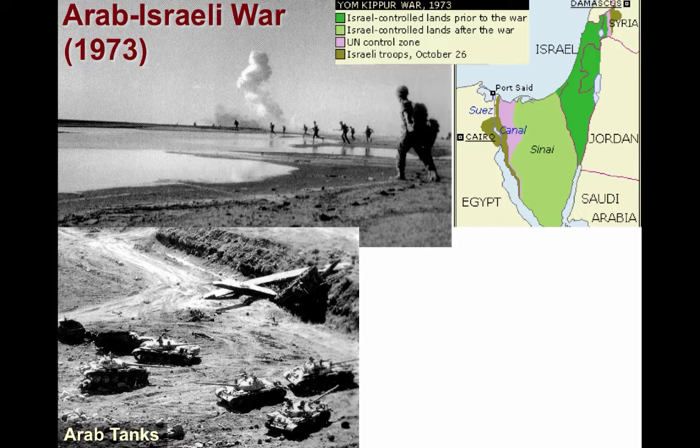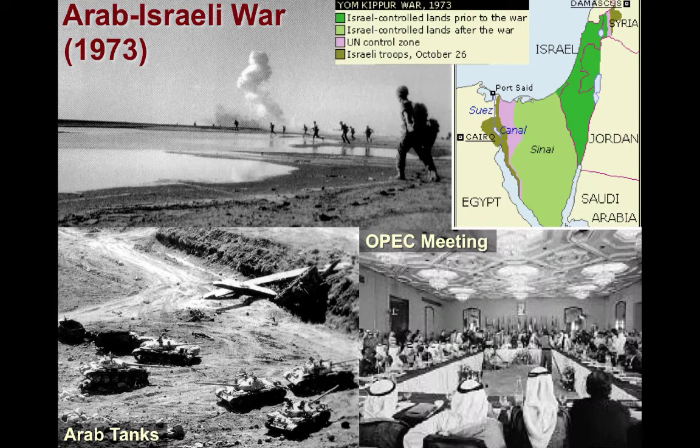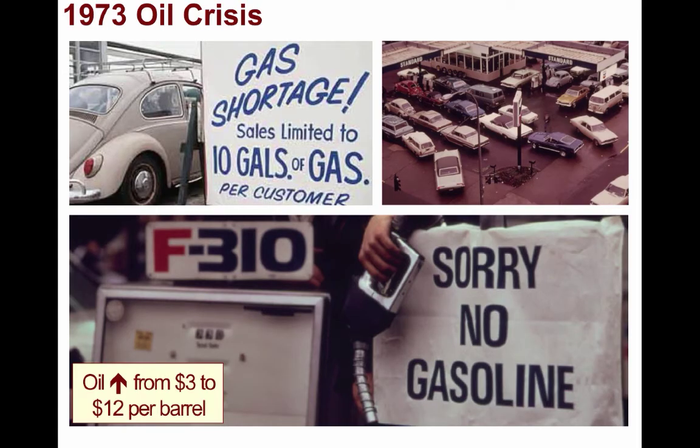The United States supplied Israel with arms, and as a result, the Arab members of OPEC, the Organization of Petroleum Exporting Countries, enacted an oil embargo against the US and other Israeli supporters, essentially most Western democracies, such as the UK. Prices quadrupled in half a year, from around $3 to $12 a barrel. Israel quickly gained the edge and negotiated a ceasefire. Nonetheless, a worldwide energy crisis ensued.